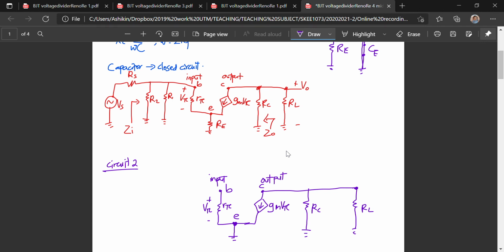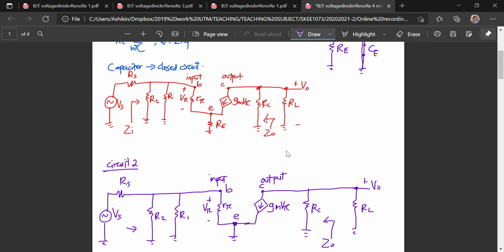This is Vout, Zout. Then we have R1, R2, RS, VS, and also Zi. Alright, so that's it for the mid-frequency analysis using the hybrid pi model.